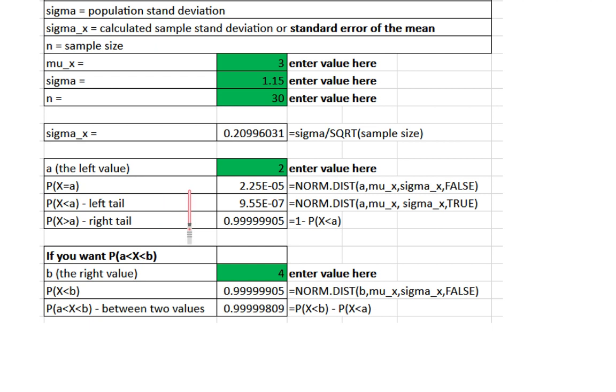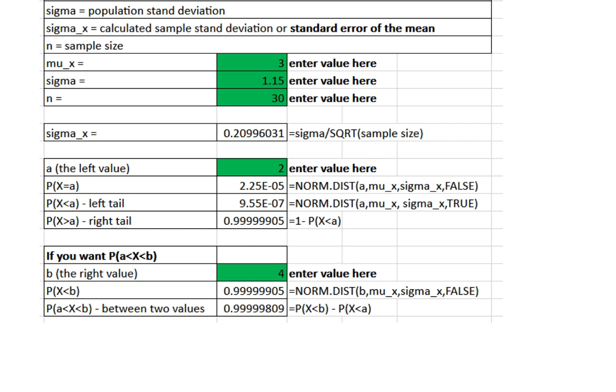Either way, if I want to know the probability of my random variable being exactly my A value, the mean that I'm interested in, then I'm going to use the norm.dist. I'm going to grab the cell that has A, the cell that has the mu sub x, and the cell that has my calculated standard deviation or sigma sub x. This is the first and only time that we ever use false, and that's when I have equality. Otherwise, I'm going to use true, and that is when I go to the left, and when I go to the right, I just take 1 minus the 1 up above. So if I want the right tail, if you will, I just do 1 minus the left tail.